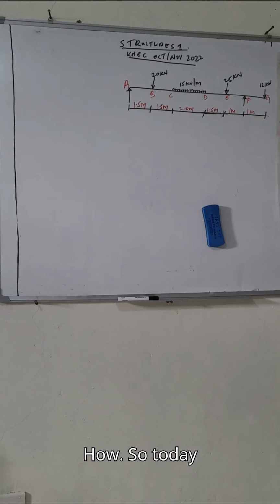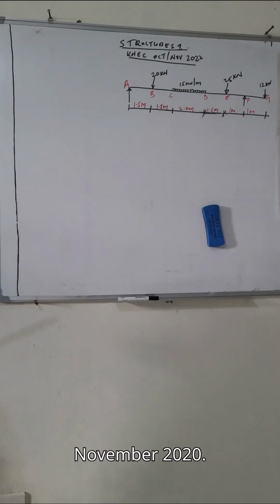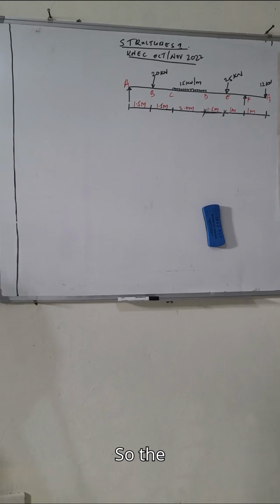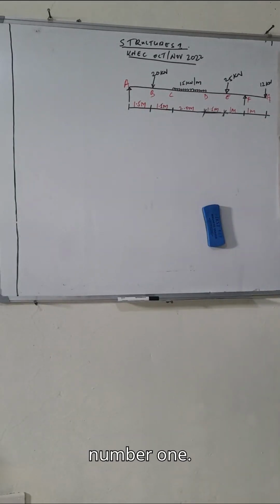So today I want to tackle a question from a past paper. This is Structures 1, KNEC October/November 2020. The question reads, question number 1A: Draw shear force and the bending moment diagram for the beam loaded as shown in Figure 1, indicating values at critical points. 17 marks.